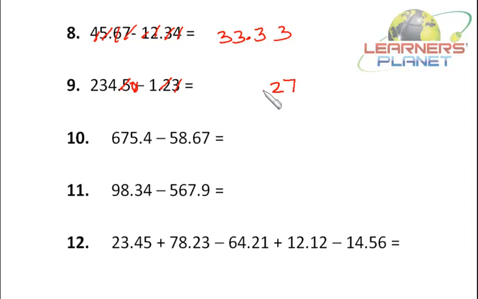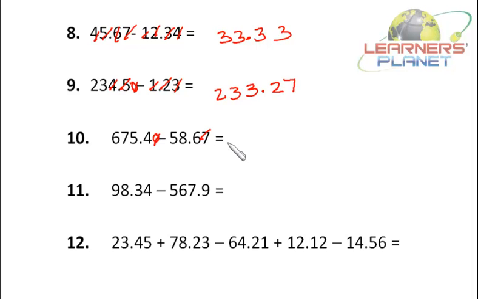Okay, I put a decimal over here. Then 4 minus 1, 3. Then 23 as it is. So the final answer to this problem is 233.27. Similarly over here I put a 0.